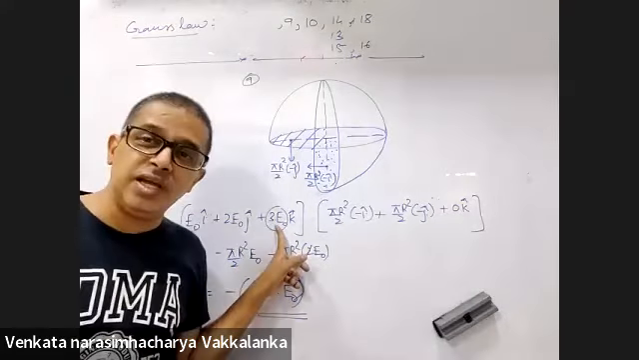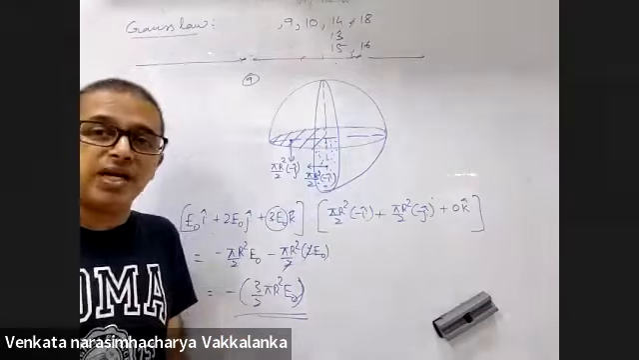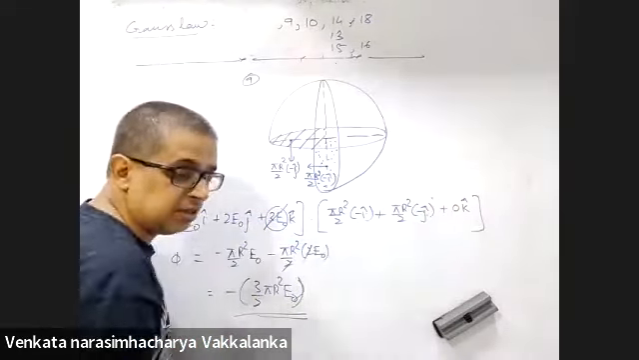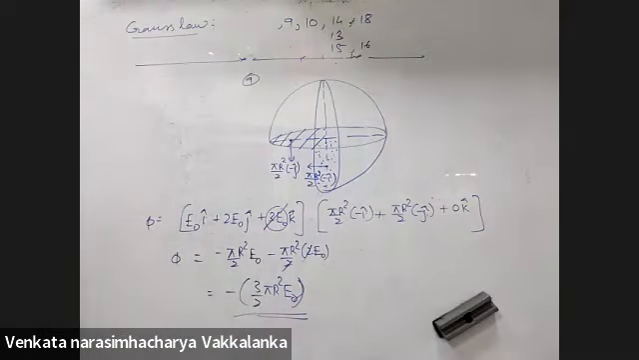Whether this is 3 E naught or 2 E naught, it doesn't matter. I might have gone wrong in giving you the value, but luckily the 0 saved me.